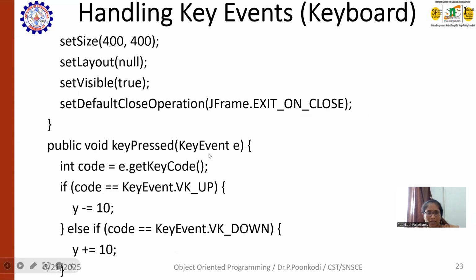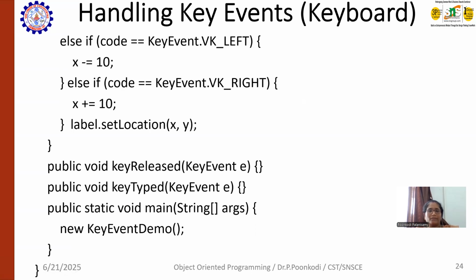Then if the key is pressed, what will happen? e.getKeyCode. If I have pressed the key A, then that A code will be transferred over here. Based on that, it will do the calculations. Otherwise, it will be left or right, where it should be printed. That will be carried over here. Then the key released. If we press the key and then release the key, what should happen? That should be specified here.